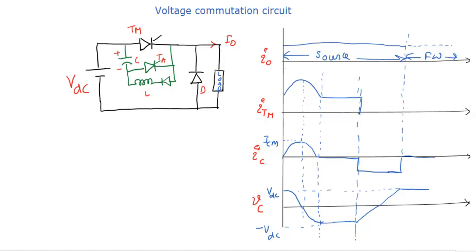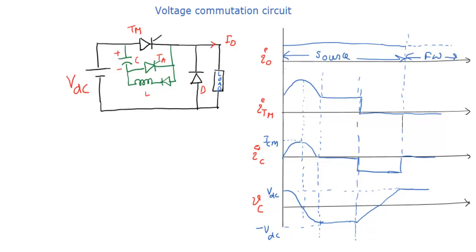Okay, and at this point of time the main thyristor is turned off, and it will be reverse biased for some time by the capacitor voltage, and again it will be forward biased. So after this it is ready to turn on, but when you turn on this thyristor, then again the same thing will start.